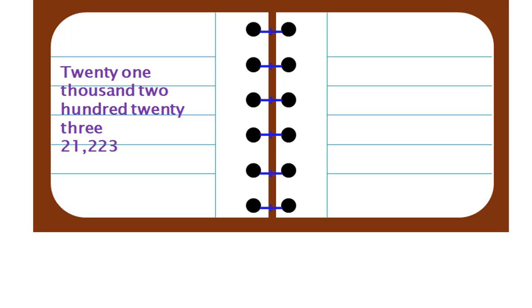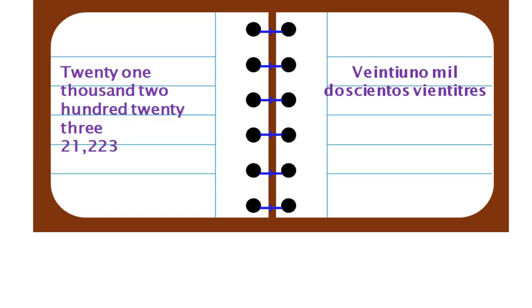21,223. This is what we have to call out in Spanish. So 21,000 is what? 21,000, 21 we know is 21. Then we have 200, which means 200, and 23 is 23. So 21,223 in English becomes 21,223.